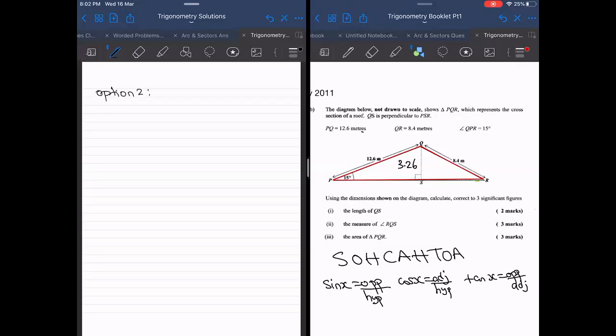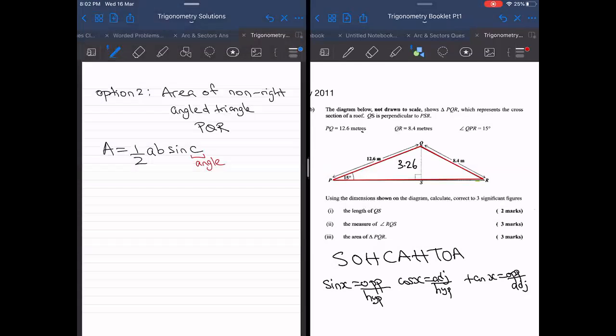Then for option 2, I would find the area of the non-right angled triangle. So I would just go straight for PQR, right? And that formula is a half AB sine C, where C is the angle and A and B are the sides making the angle.